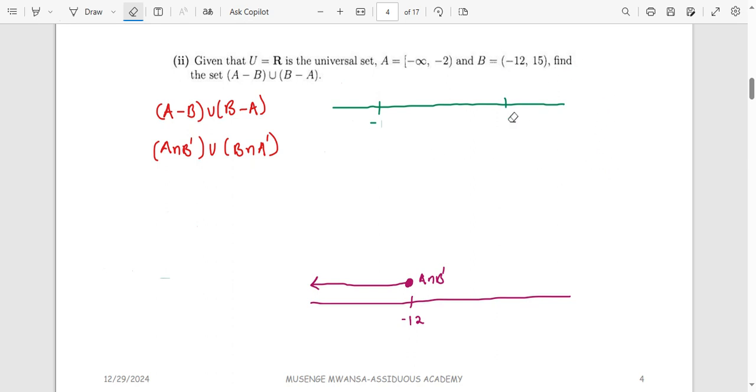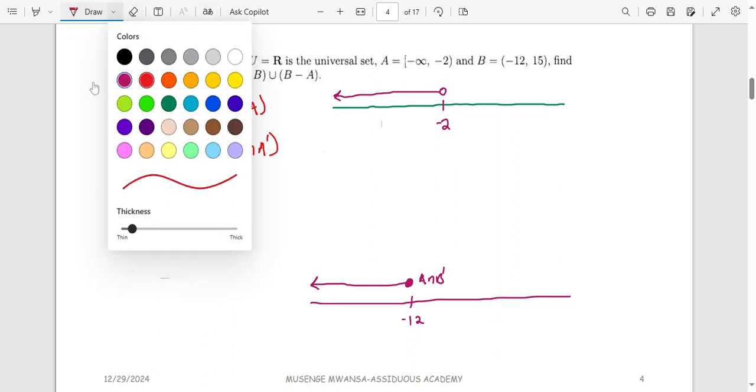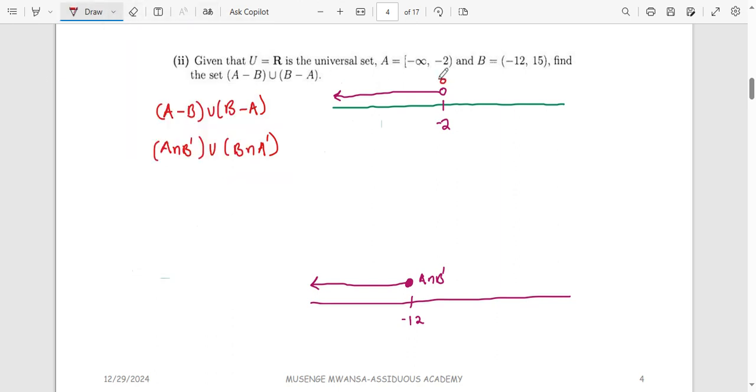So for B intersection A complement, let's start with the A complement. For the set A, it is running from negative infinity to negative 2. So say negative 2 is here. The set A is starting from here. It's actually running from negative infinity to negative 2. This is A. So what will be A complement? A complement, therefore, will simply be from here going in this direction. This will be A complement. There's nothing else.